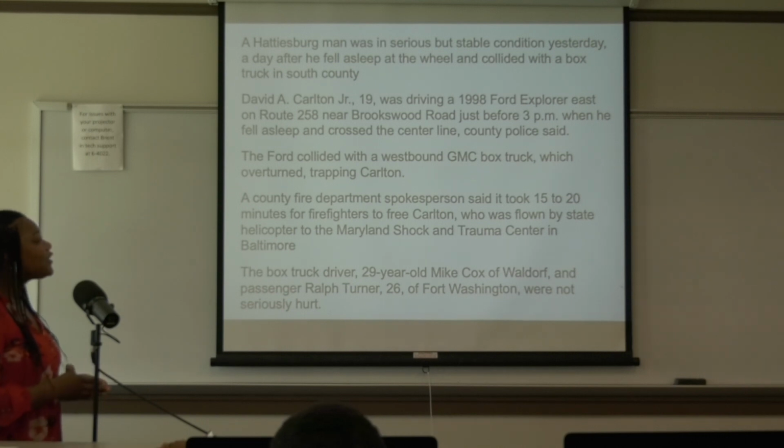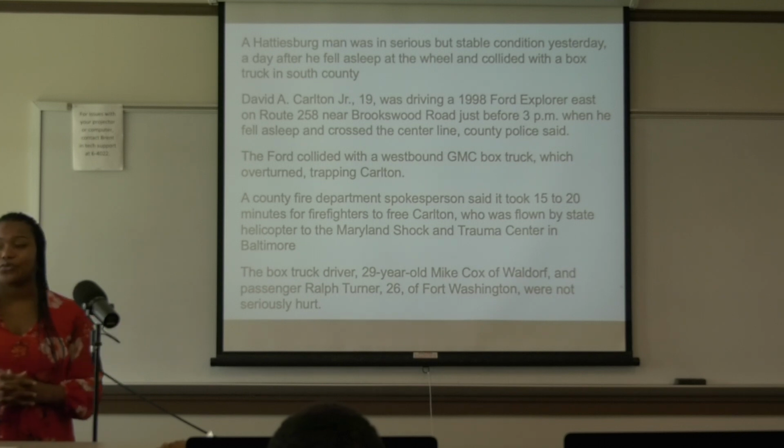A county fire department spokesperson said it took 15 to 20 minutes for firefighters to free Carlton, who was flown by state helicopter to the Maryland Shock and Trauma Center in Baltimore. The box truck driver, 29-year-old Mike Cox of Waldorf, and passenger Ralph Turner, 26, of Fort Washington, were not seriously injured. How do you all feel about this story?